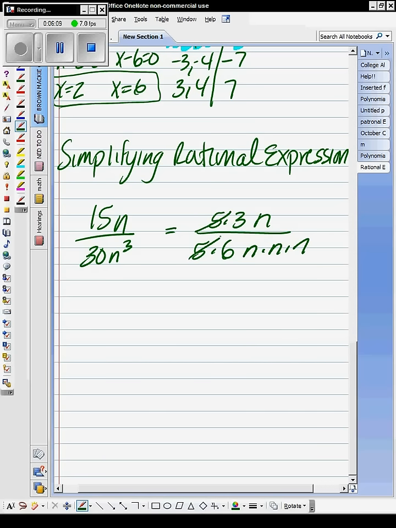So I can cancel out my 5's, right? Can I reduce that a little bit more, I guess? Surely I can. 3 can go into 6 how many times? 2 times. And then I can cancel out an n. Now, even though I'm saying canceling out, there's technically a 1 up here, right? So my answer really would be 1 over 2n if we simplify that rational expression.